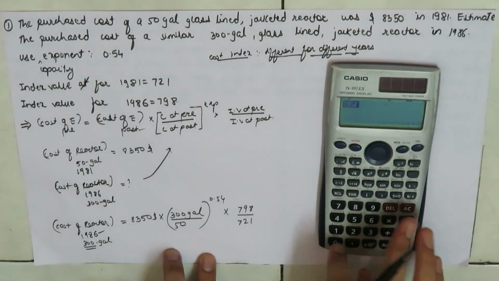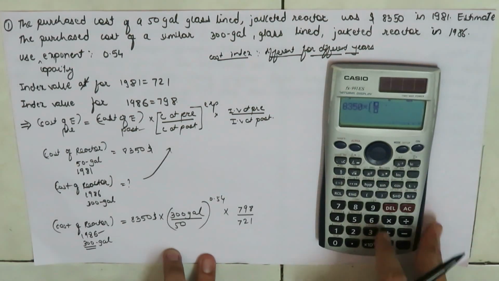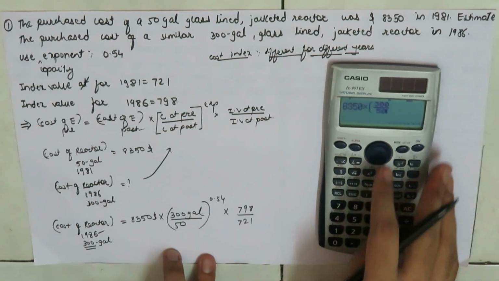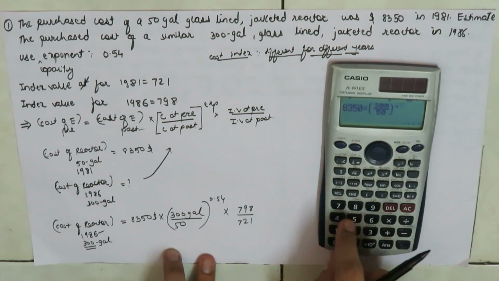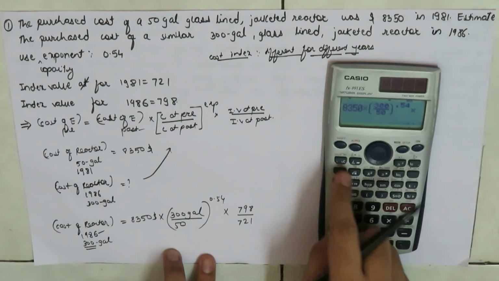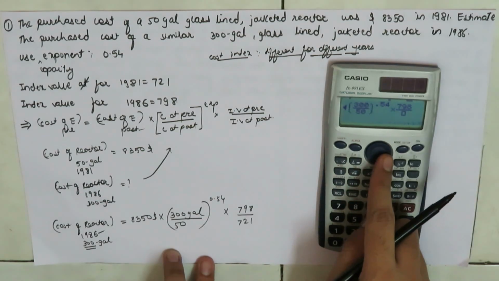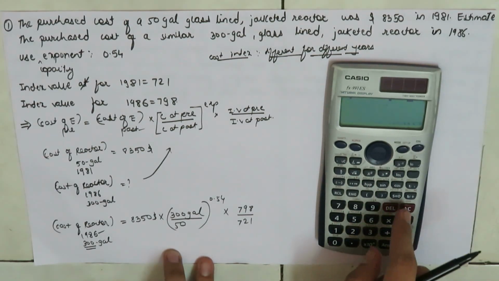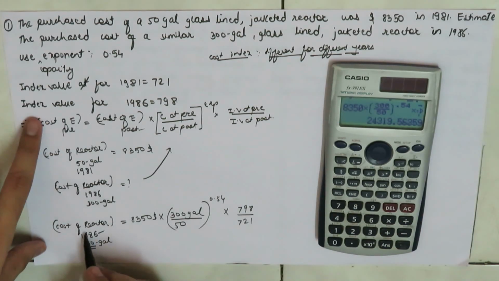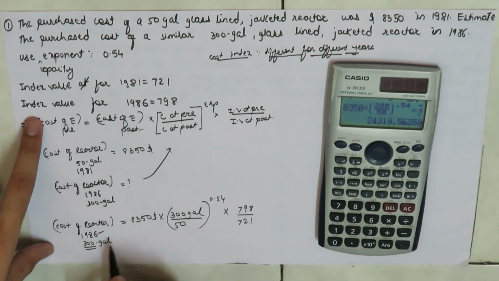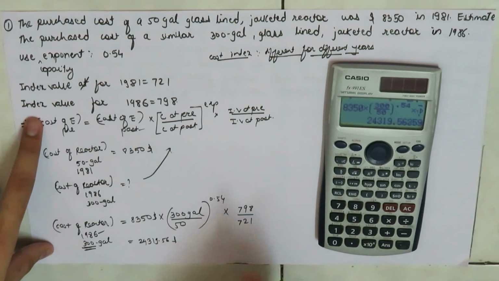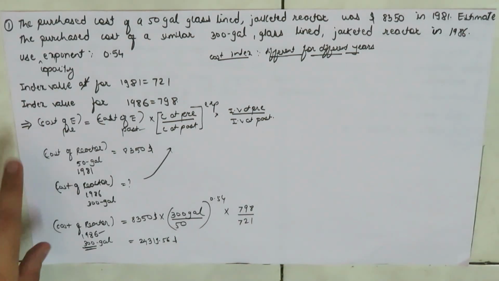So here we have 8350 times (300 by 50) to the power 0.54 multiplied by 798 divided by 721. So the cost of the reactor in the year 1986 whose capacity is 300 gallon is equal to $24,319.56. So let's take another example.